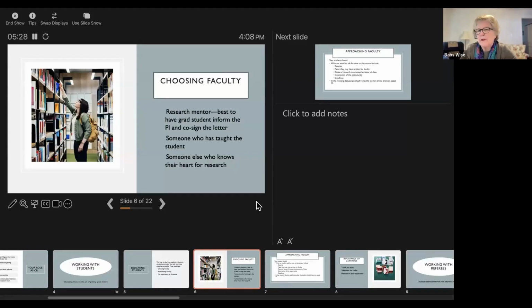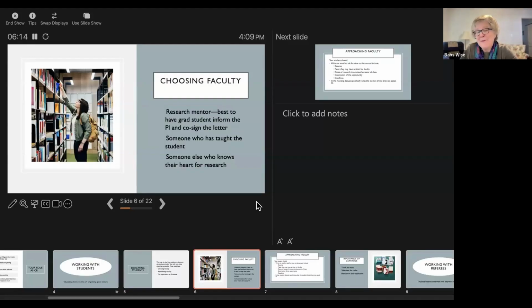And then I say someone who has taught the student. And this is in the sciences, folks. Okay. Try and find someone that has taught them, an aligned course perhaps, but who the student wants to see at least one office hour. Okay. You need them to know these students a little bit. And then someone who knows their heart for research. Who does this student know that he's talked to as a faculty member, or, could be the science dean? Who have they talked to about how important research is to them?